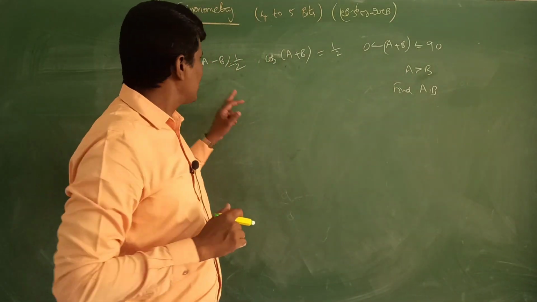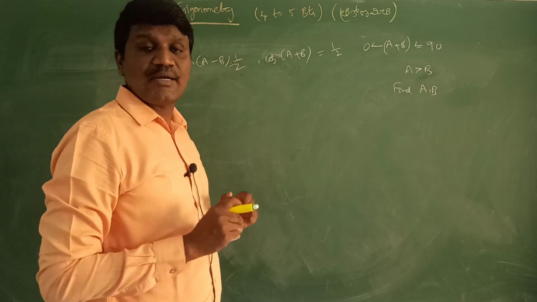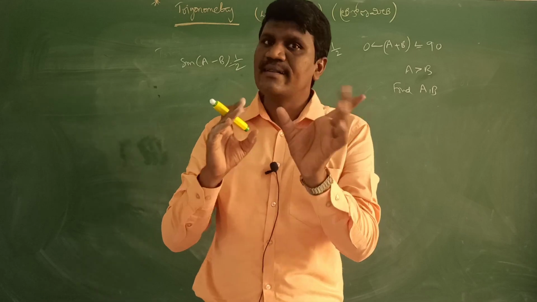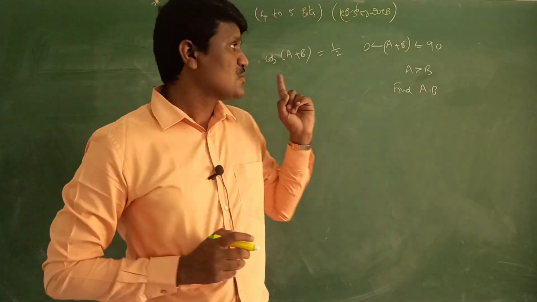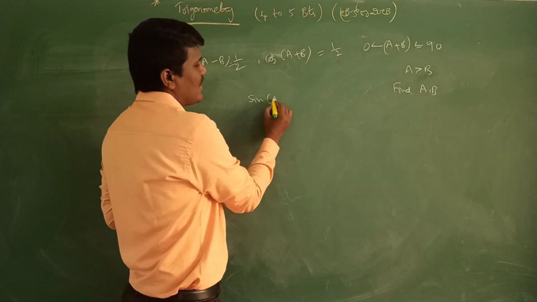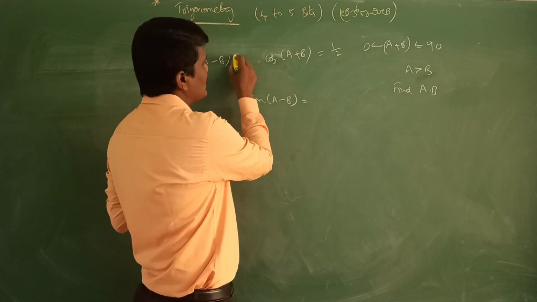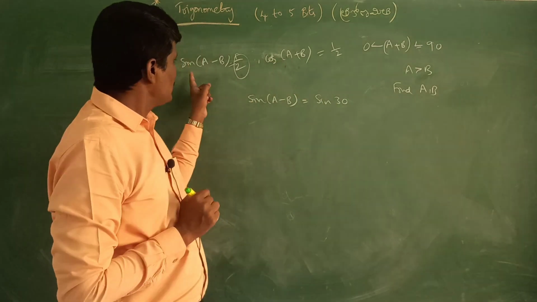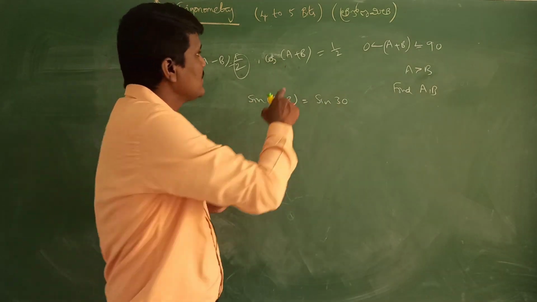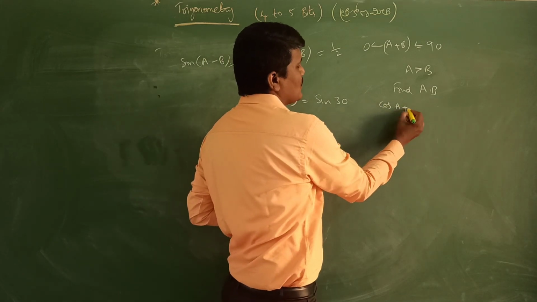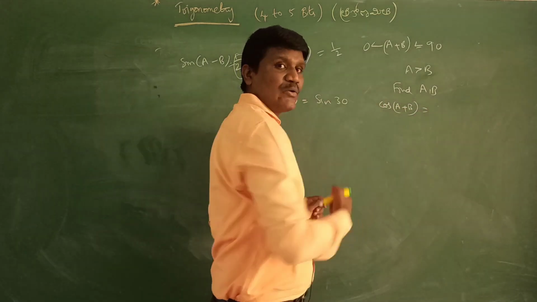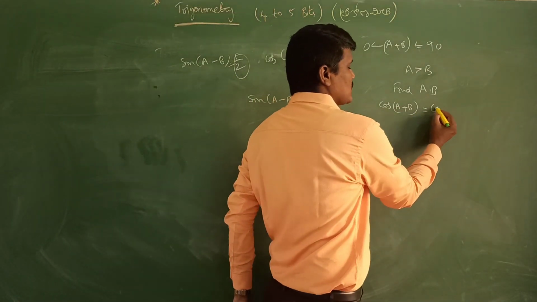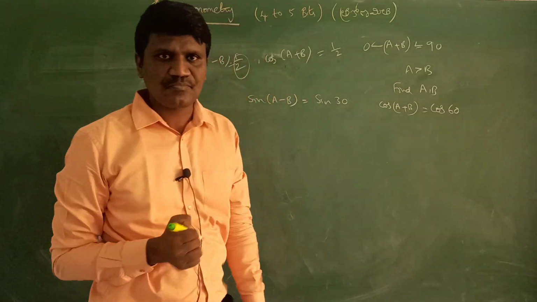So students, here observe sin(a minus b) is equal to 1 by 2. In the sin values already we have learned, sin 30 is 1 by 2, right students? So instead of 1 by 2 I can write sin 30. So sin(a minus b) is equal to sin 30. Here cos(a plus b) is equal to 1 by 2. cos ఎక్కడ వస్తుంది? cos 30 ఎంత? √3 by 2. cos 60 is 1 by 2, so you can write cos 60.